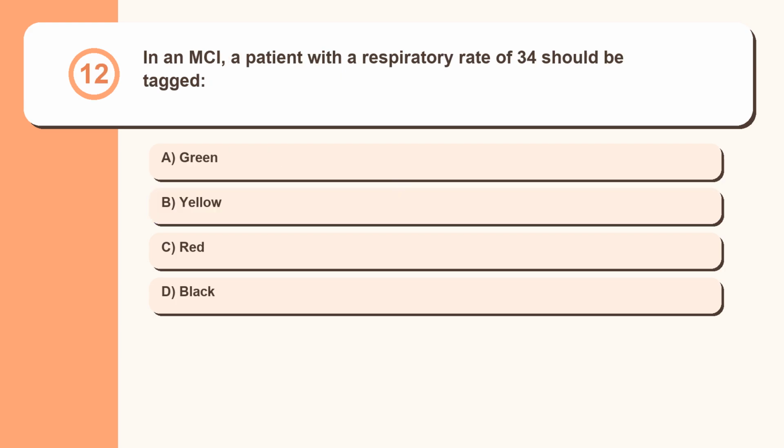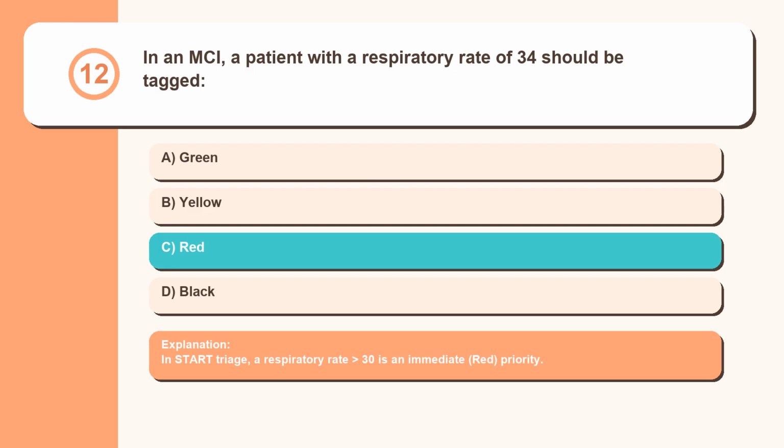Question 12. In an MCI, a patient with a respiratory rate of 34 should be tagged green, yellow, red, black. In START triage, a respiratory rate over 30 is an immediate, red, priority.